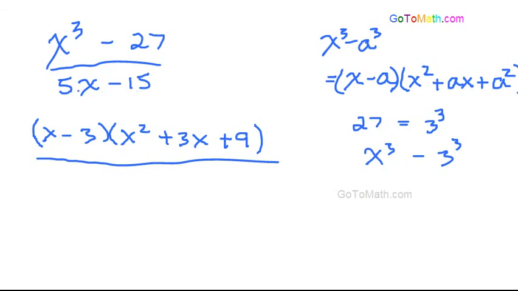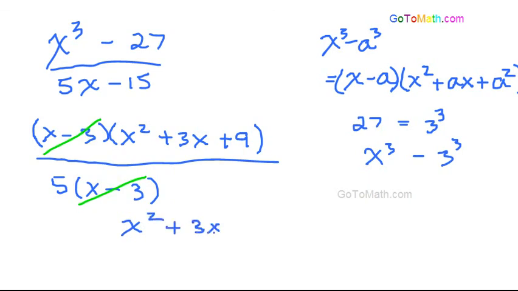Now the thing about the denominator, we've got a 5 here as a coefficient and 15. We can factor out a 5, and we're going to be left with x minus 3. Well, we have an x minus 3 up in the numerator, and one down in the denominator. And so now what we can do is go ahead and just cancel those out and rewrite. So we got x squared plus 3x plus 9, and that's going to be all over 5. Over 5.